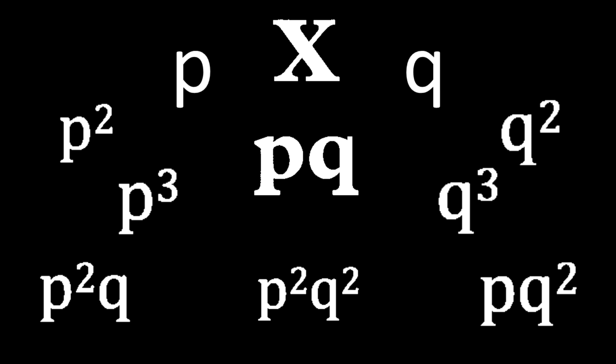Consequently, in time signatures in the form of x over pq, we are given access to not only P and Q rhythmic values and their related subdivisions, such as P squared, P cubed, Q squared, Q cubed, and so on, but also the rhythmic value of the prime factors' products. That is, P times Q, Q squared times P, squared times Q, P squared times Q squared, and so on.